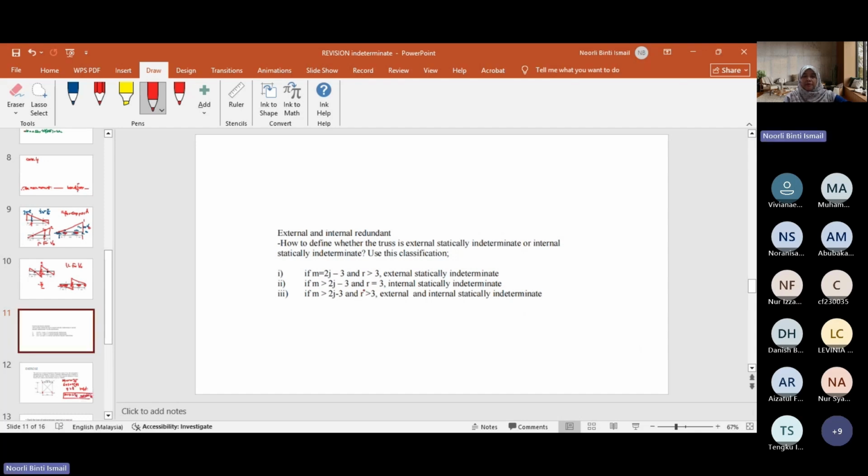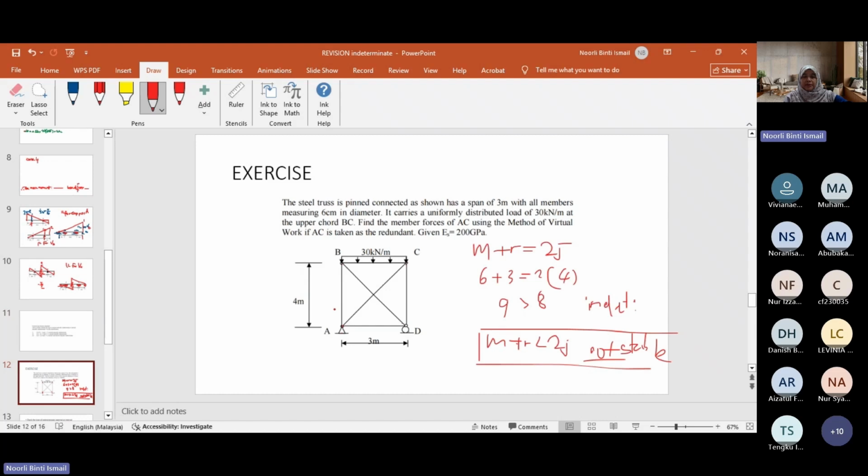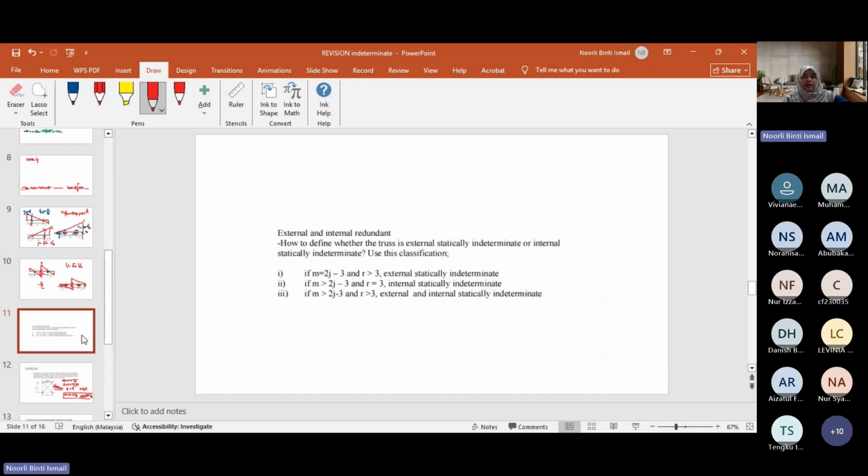Sometimes if you are already an expert from the pictures, you already know internal or external. The first thing you look at is the support. Support we have 3, R equal 3. So R equal 3 is enough, at least. So it should be internal. Internal redundant, meaning the truss is over-redundant internally. So this is the type for this truss. If you are still not sure, you can use this one. This you need to remember, this formula is not given.